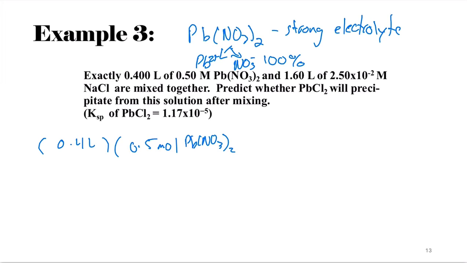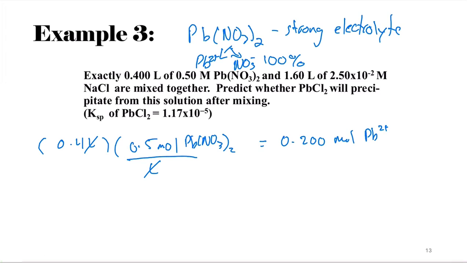And so if we have then, this is moles per liter, 0.4 liters times this quantity, molarity, gives us the moles of lead nitrate, right? So this gives us 0.200 mole lead nitrate, and because it dissociates 100%, 1 mole of lead nitrate gives us 1 mole of lead ions, right?